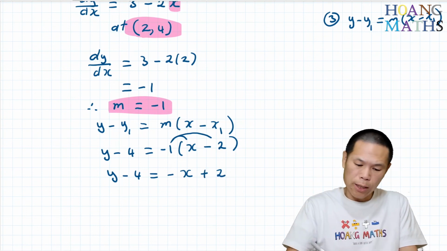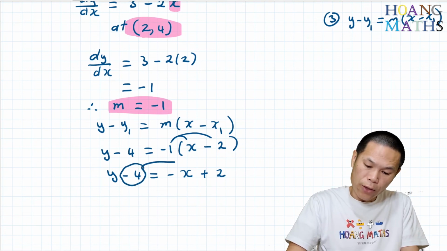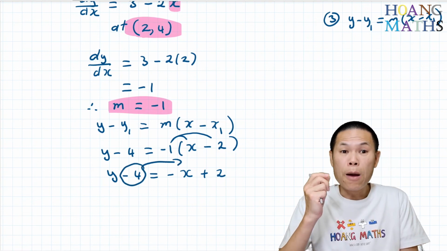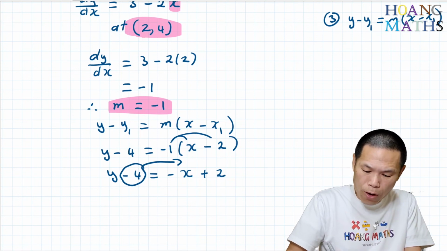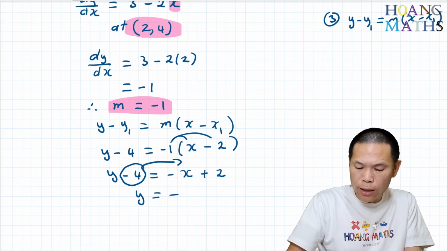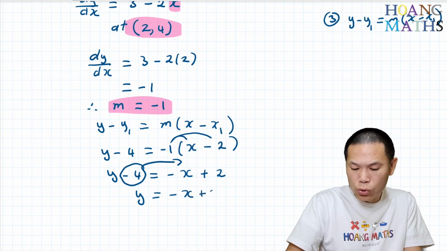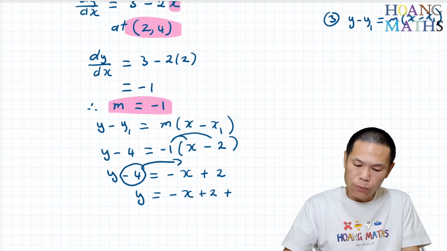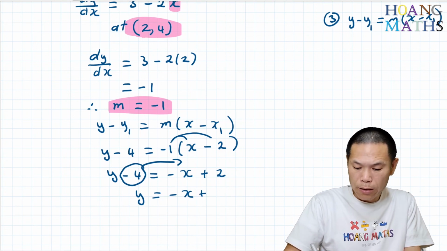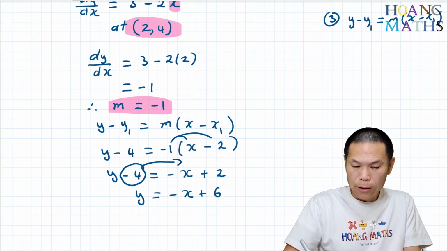So what I do now is I move this to that side, so that will give me positive. So therefore, y is equal to negative x plus 2 plus 4. So 2 plus 4 is 6. So I can just quickly write plus 6.